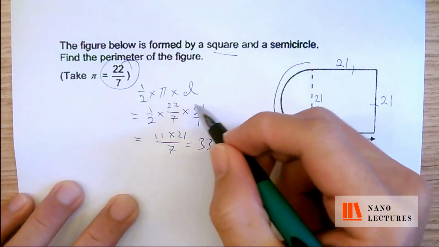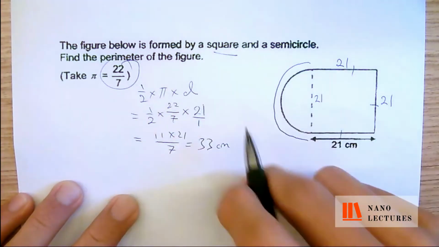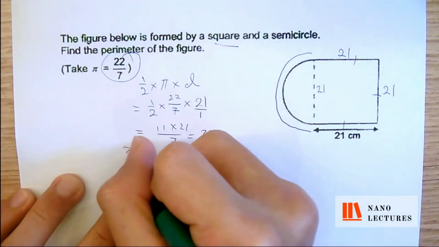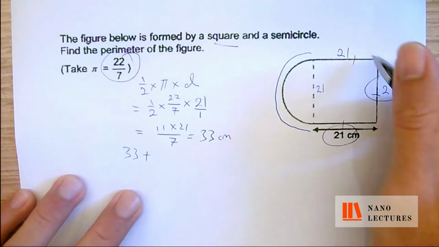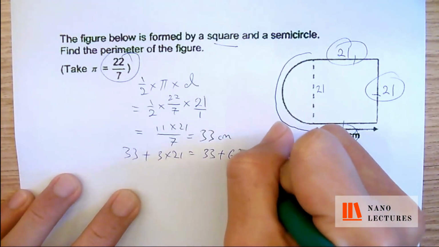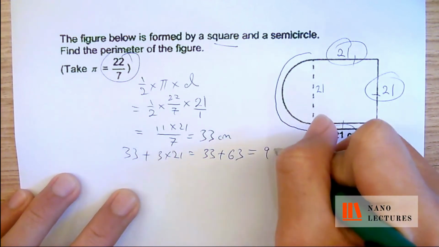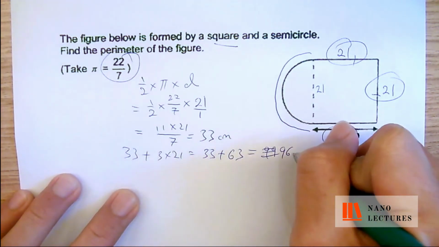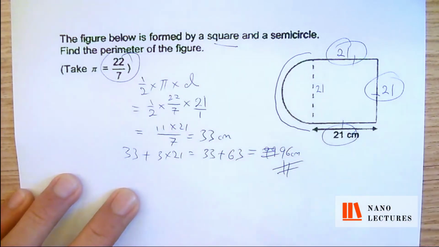Okay, let me double check. Correct. So it's 33. So you have to take 33 plus 3 sets of 21 over here, giving us 33 plus 63. Therefore, your answer will be 96 cm. Okay, done.